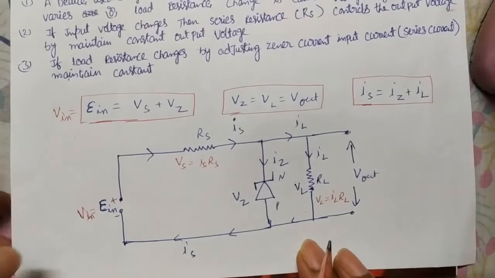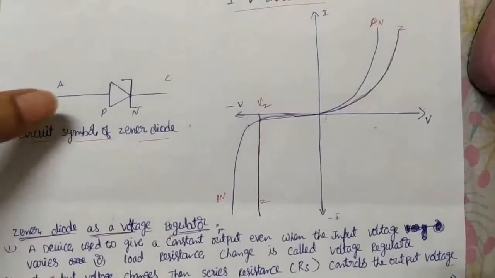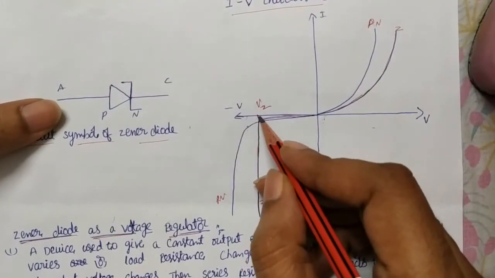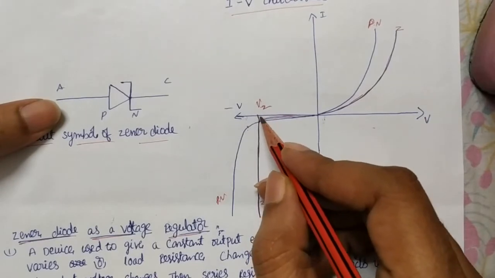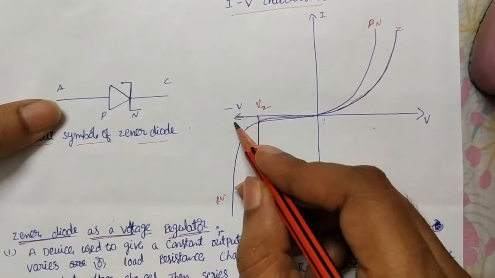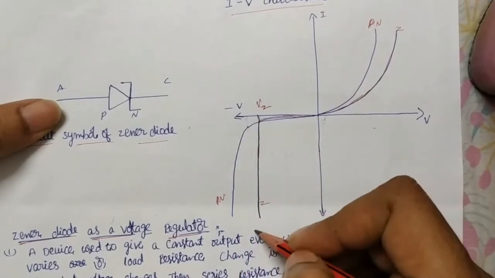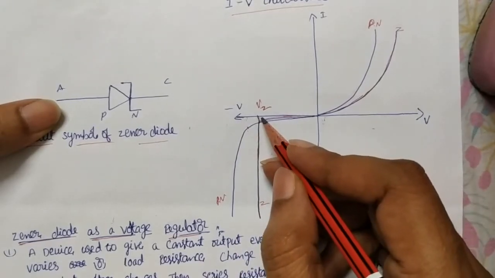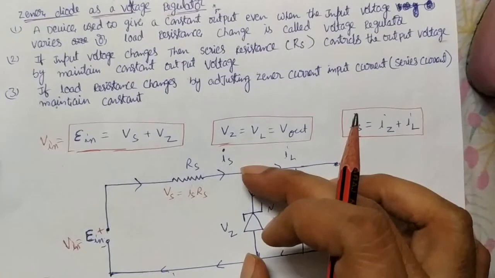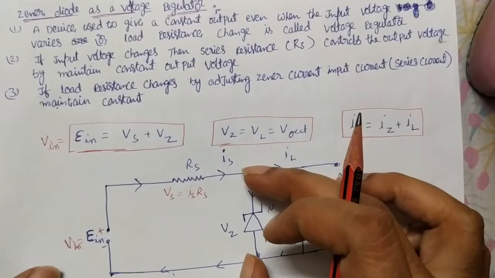Why? Because in reverse bias condition, beyond a certain potential, if the potential across the GNR diode is more than this, the GNR diode won't allow the potential to increase. It increases the current, but it maintains a constant voltage across it. So it always maintains a constant voltage across it.